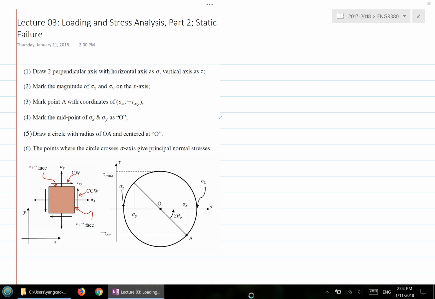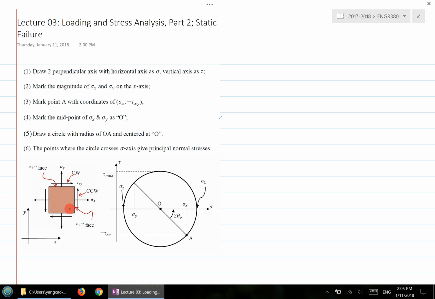So positive tension is positive this way, but the shear stress is treated slightly differently in the Mohr's circle. If it's causing a clockwise rotation, then it's considered positive in the Mohr's circle. If it's causing a counterclockwise rotation, then it's considered a negative value in the Mohr's circle. So that's something you have to be extremely careful about. But overall, the steps are quite simple, quite straightforward.